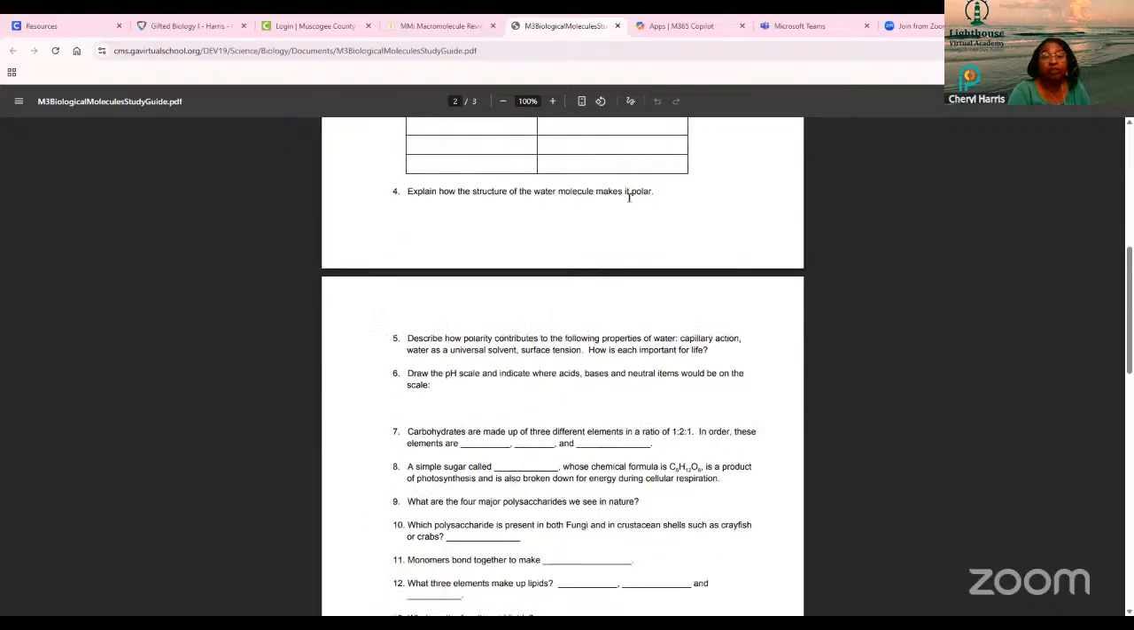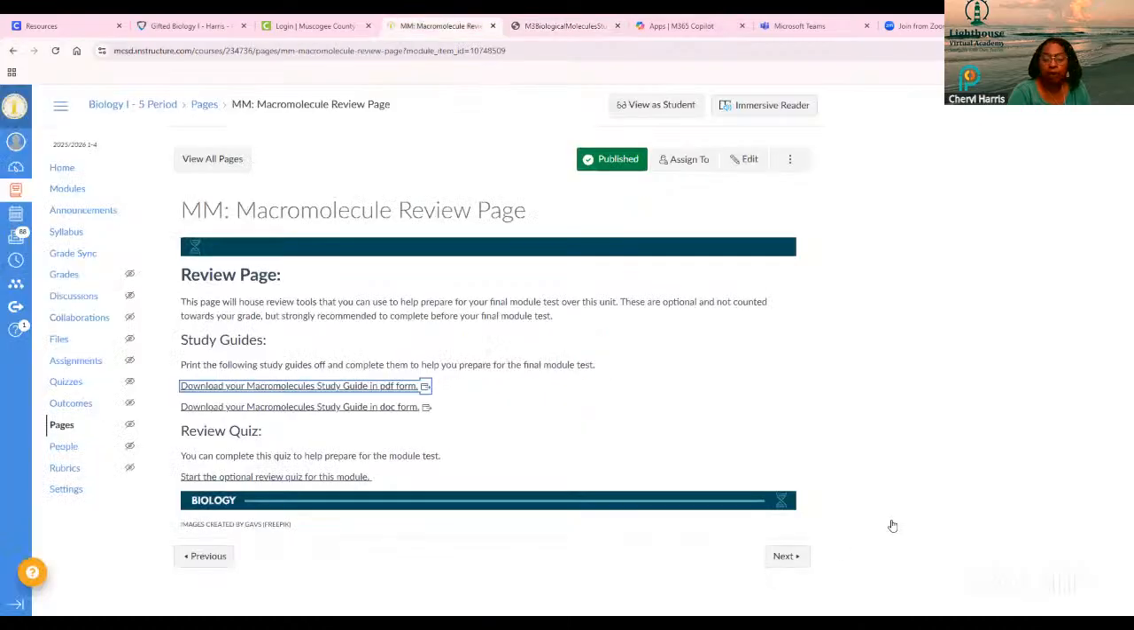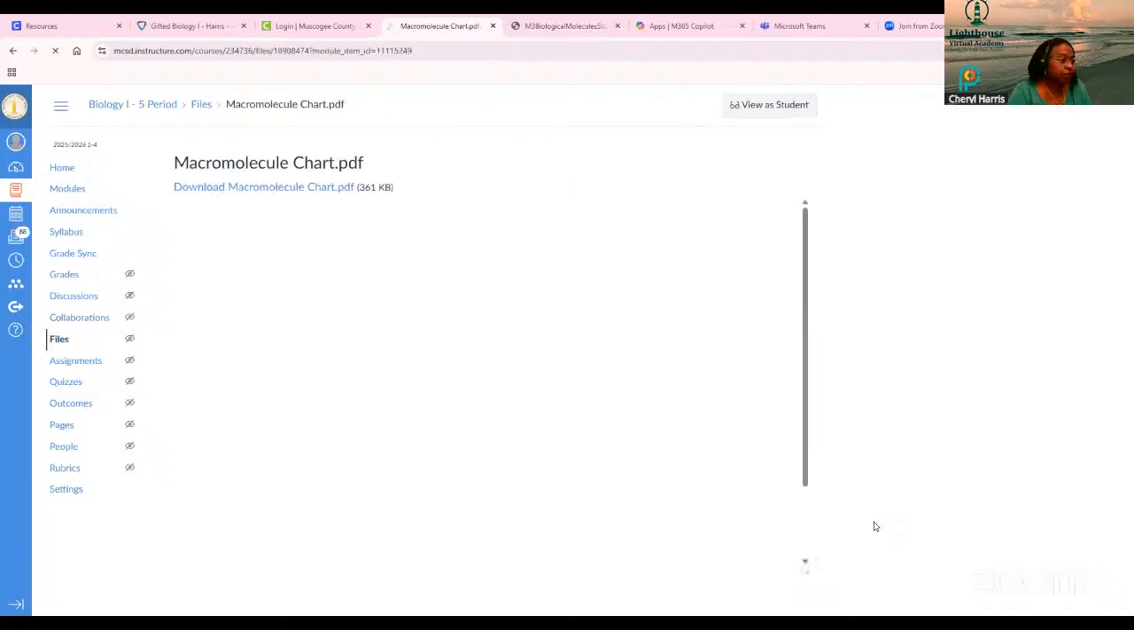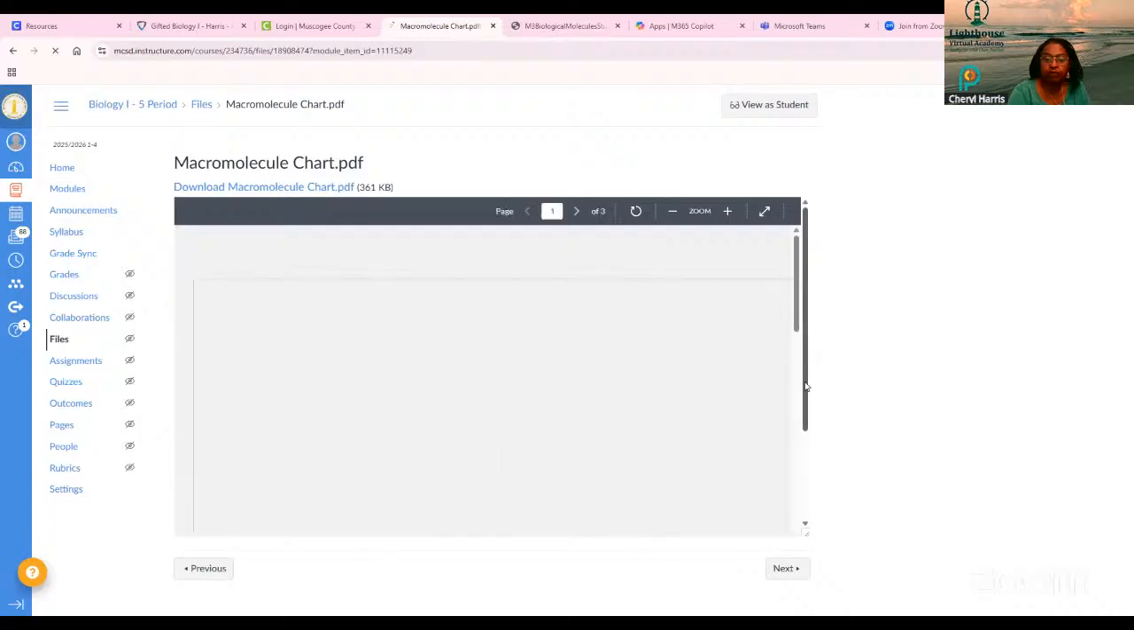Explain how the structure of water... So here they talk about water. So again, if you go back to your chart, the chart can give you all the answers that you ever want to know. You wouldn't have to look at Canvas if you didn't want to.